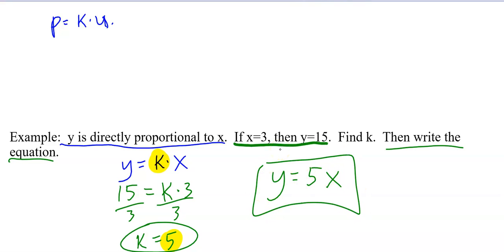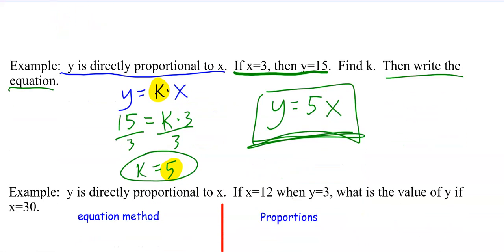And now if they ask a follow-up question, which a lot of questions will, what happens when x equals 10? Well, y would equal 50, right? We know the proportion is just 5 times x equals y. So this is your function rule or your equation. You've got to plug in and find that k value. That's not a variable. It's a constant of proportionality.